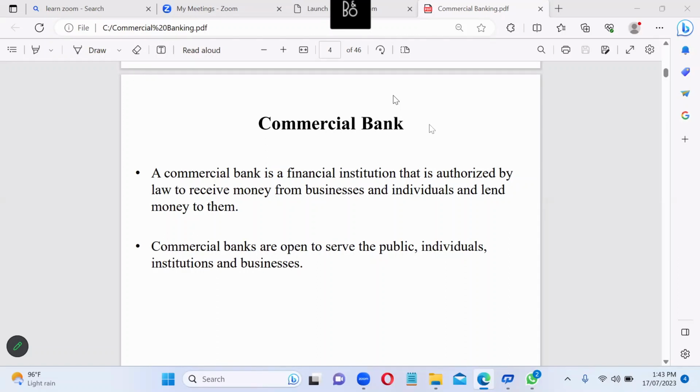I'll tell you: a commercial bank is a financial institution. It is a financial institution or entity that is authorized by law to receive money from businesses and individuals and lend money to them. They receive money from business parties as well as individual parties and lend it, as a debt or credit, to businessmen or individuals. That is what happens in the financial institution called a commercial bank. That is the main thing, the authorization by law. Without authorization by law, no entity can receive money from businesses and individuals and lend money to them.